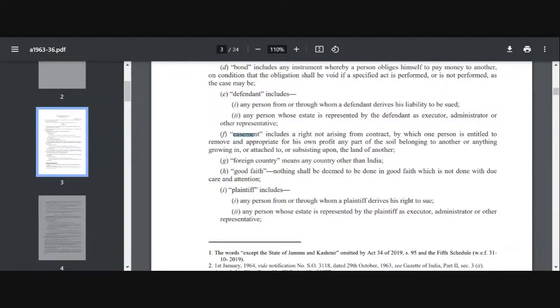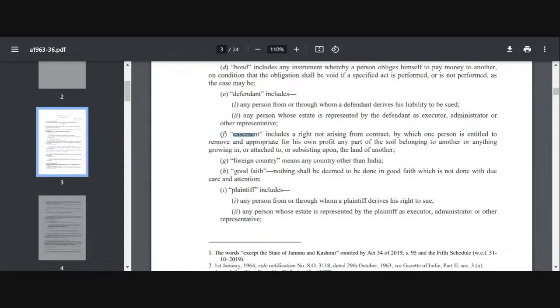2 clause M, that is tort. Okay, 2 clause M is tort. It's a civil wrong which is not exclusively breach of contract or breach of trust.